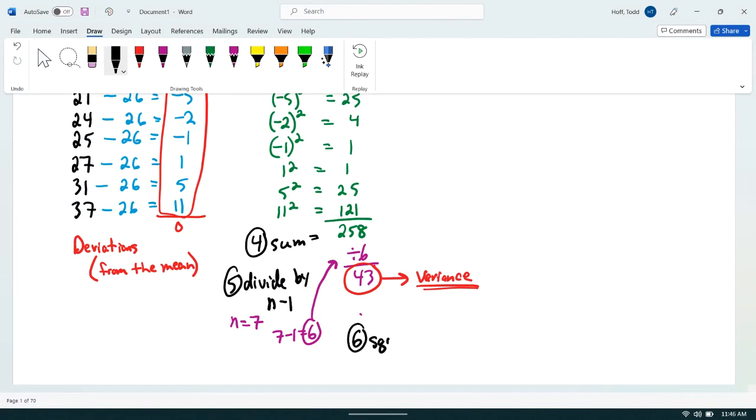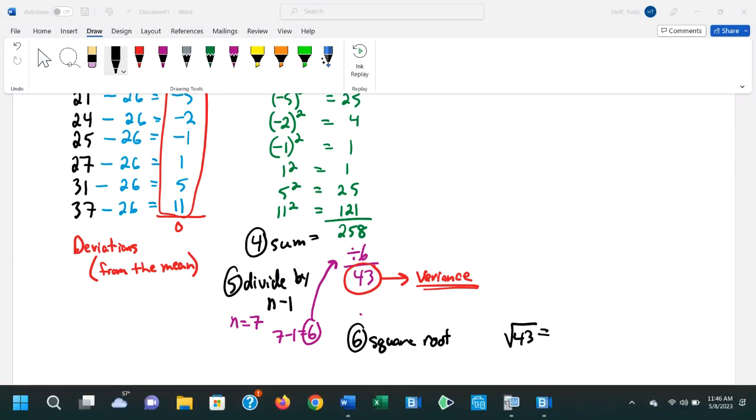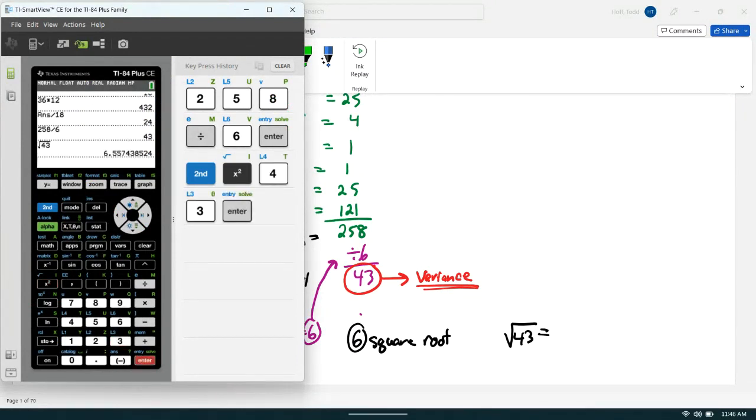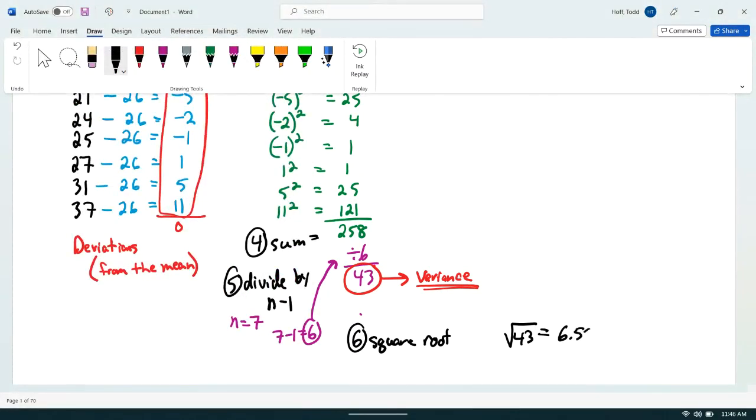So step 6 was then to square root it. So the square root of 43 is going to give us 6.56. That's our standard deviation. So here, what this is saying is, on average, these points are about 6.56 units away from the mean, or the center of the data.